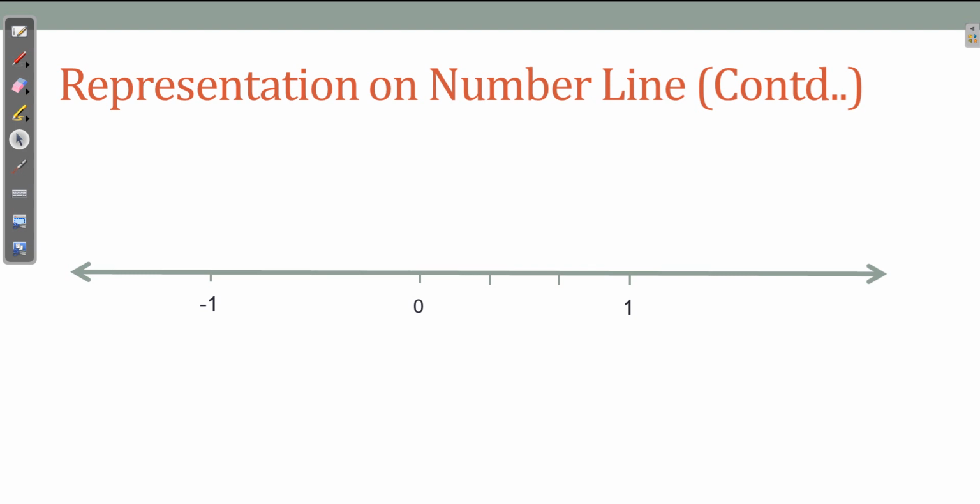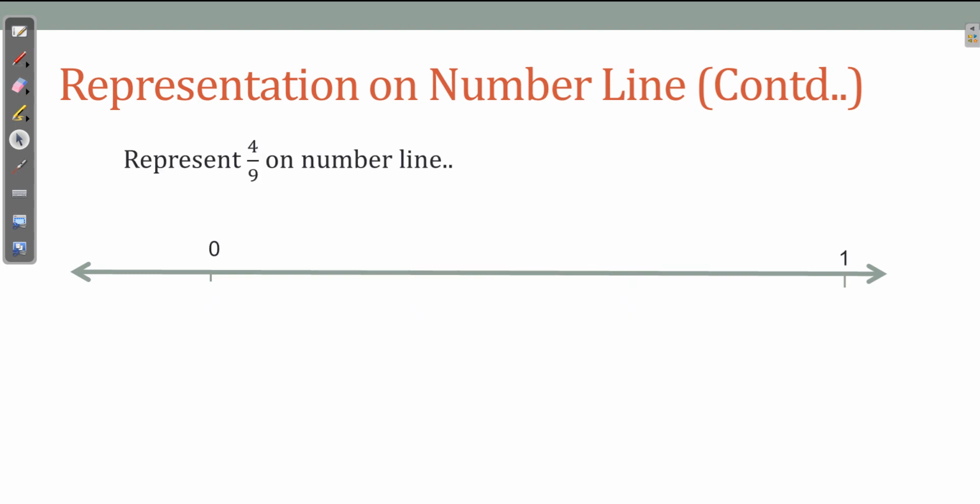The first part will be labeled as 1 by 3. Because we have divided into 3 parts, the 3 will go into the denominator, and as we are considering the first part of the divided unit, it would be 1 by 3. The next part would be 2 by 3. So in this way, we will label each and every part that is divided from a single unit.